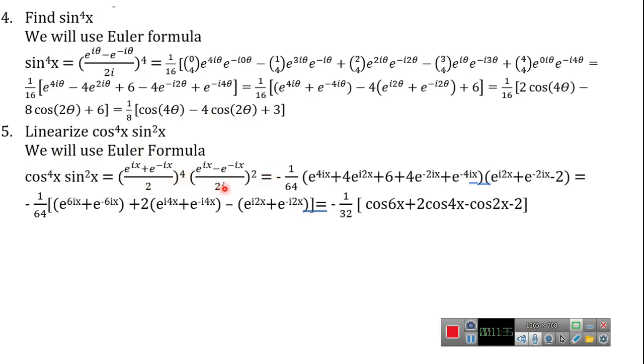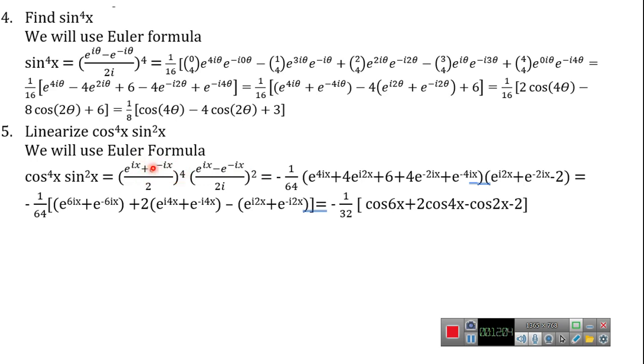Here, linearize cosine power 4x sine square. I don't want to find power. All the powers like here must be 1. So we're going to use directly the Euler formula. Cosine 4x, I already did it above, but suppose I'm going to repeat it from scratch. So this is power 4 and this is power 2. So here 2 power 4 is 16. Here times minus 4, so you're going to get minus 1 over 64.